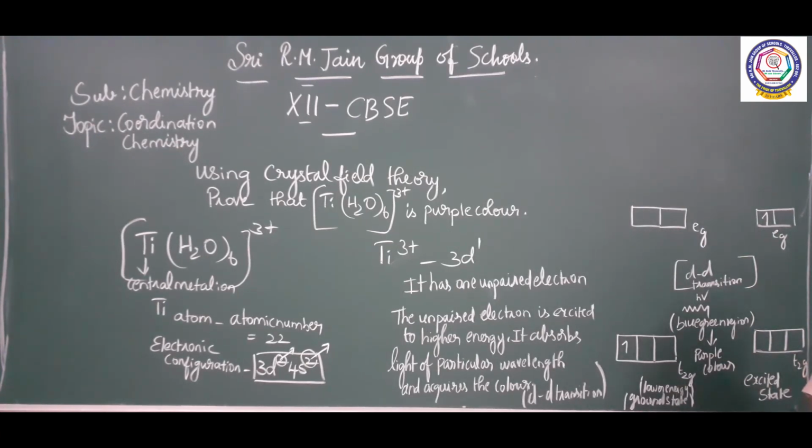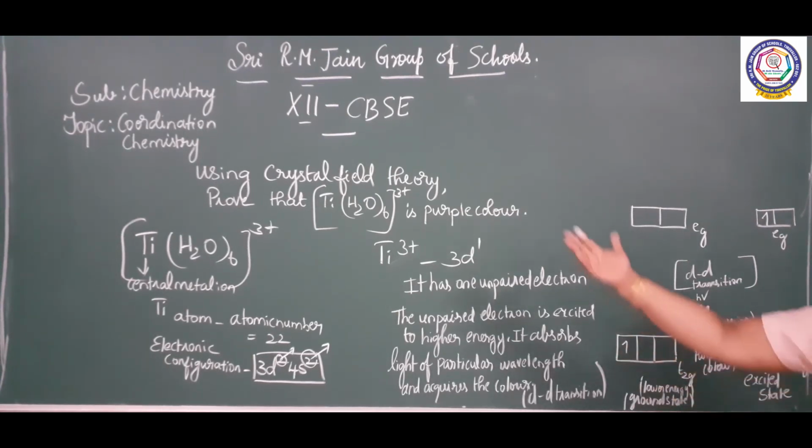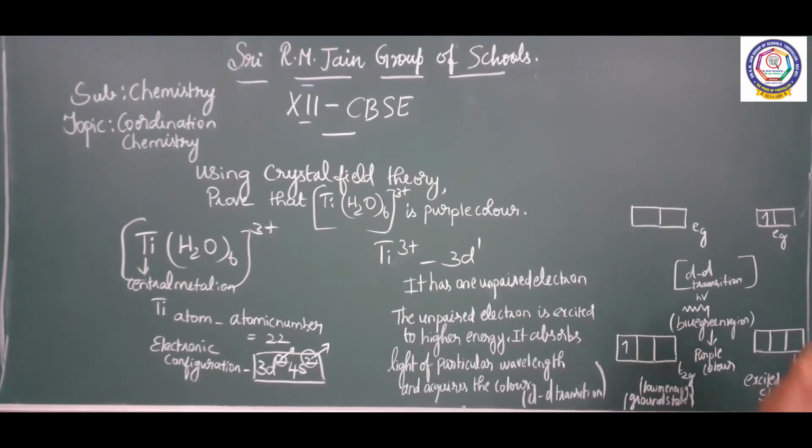When the electron is promoted from the lower energy level to the higher energy level, it absorbs light of a particular wavelength and acquires color. In case of titanium, it absorbs light of the blue-green region, and when it transmits, you get a purple color. So [Ti(H2O)6]3+, that is hexa aqua titanium 3 ion, is a purple colored complex. So we have proved this using crystal field theory.